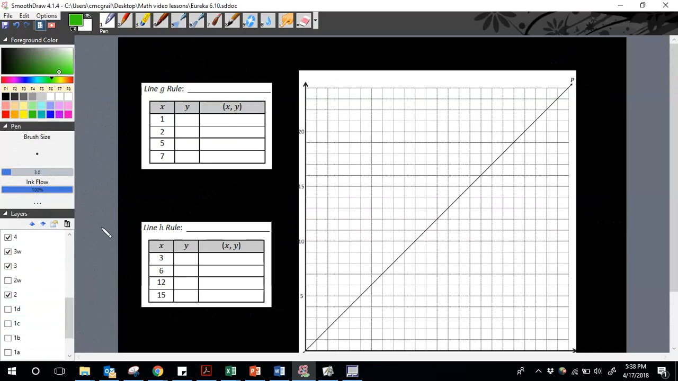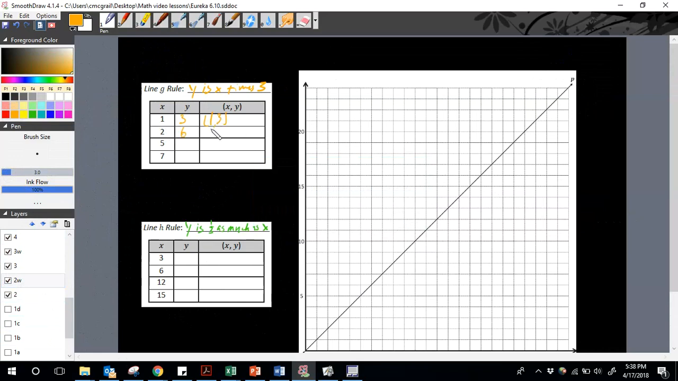Now, this time we are all looking at multiplication rules. The first rule that we are going to look at is y is x times 3. So now we're shifting our work. We're now multiplying these by 3, and you can see that line P here from last time is actually still here, and we're going to use that to compare and contrast an addition line to a multiplication line rule. Okay, when x is 1, 1 times 3 is 3, so our coordinate is going to be 1, 3.